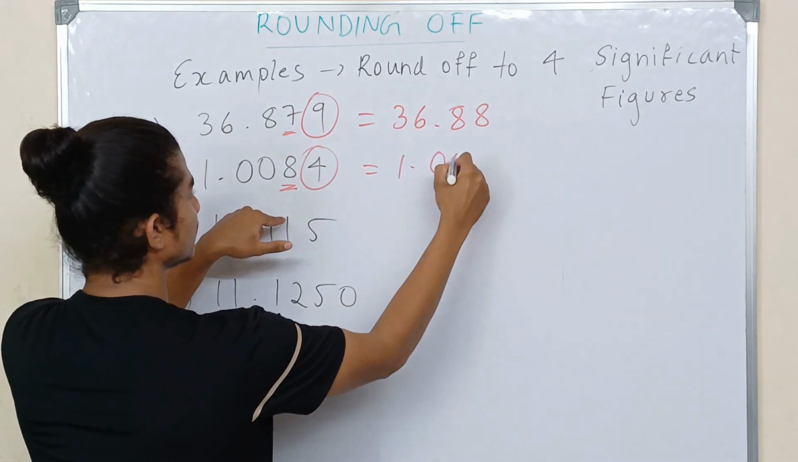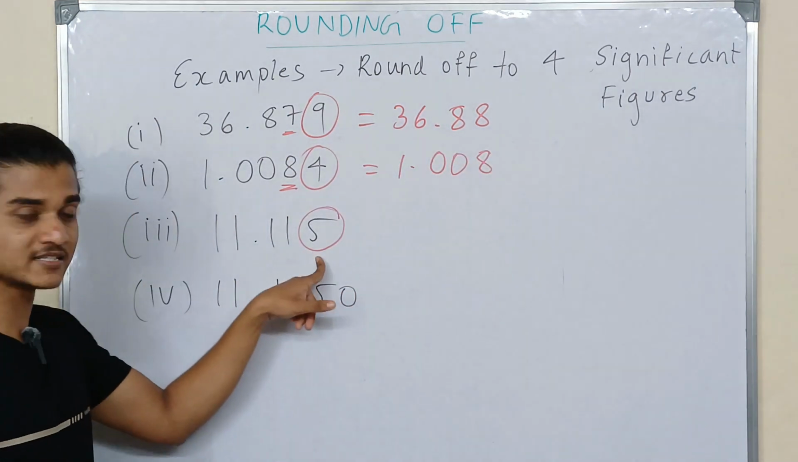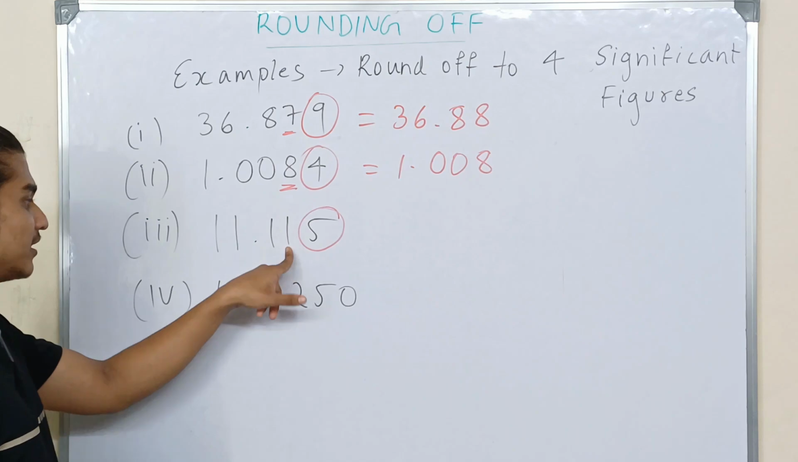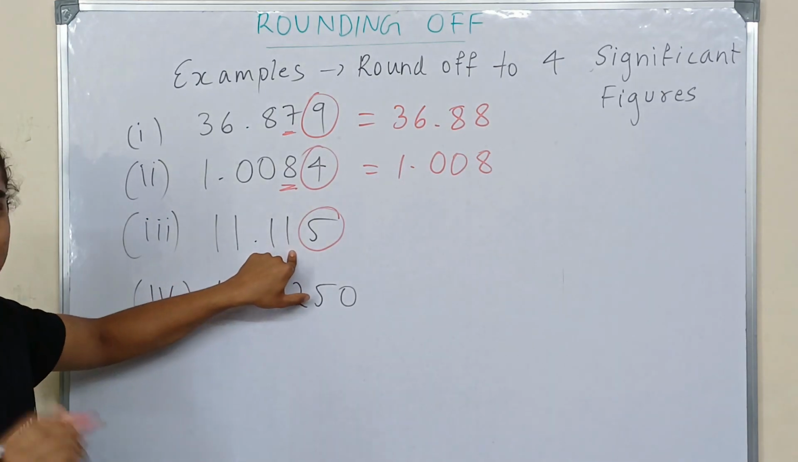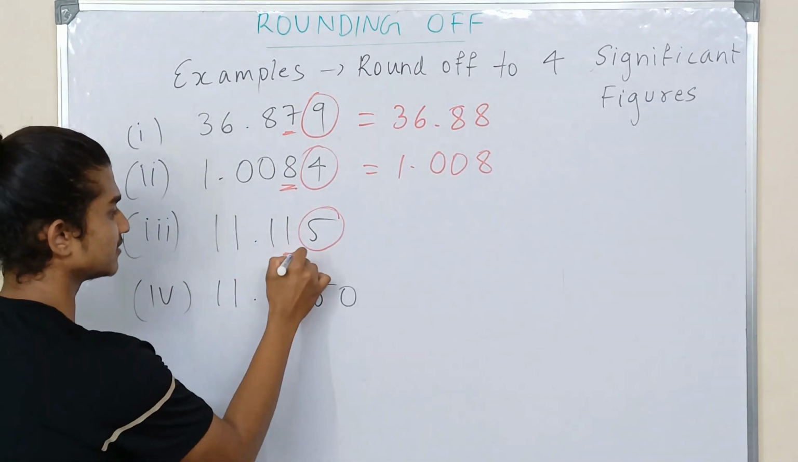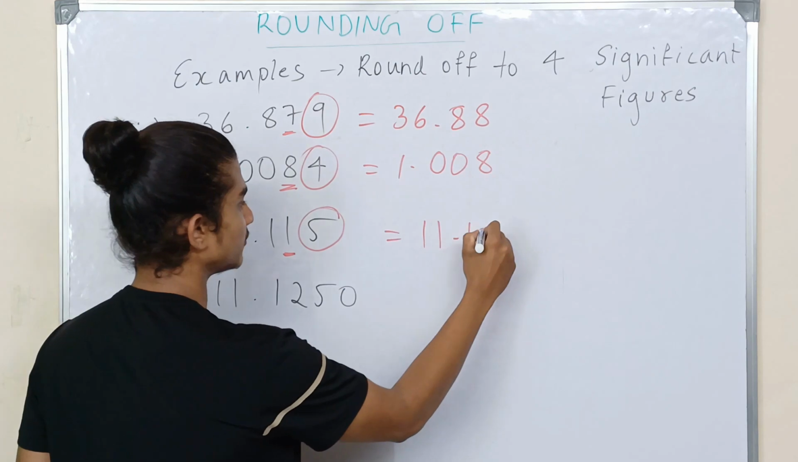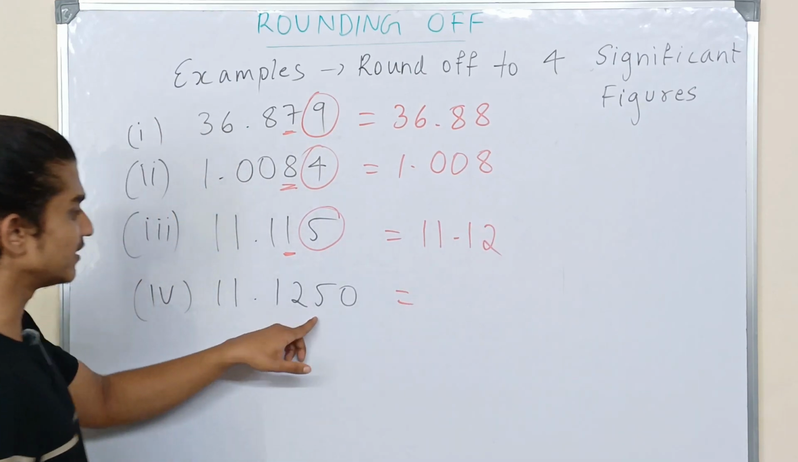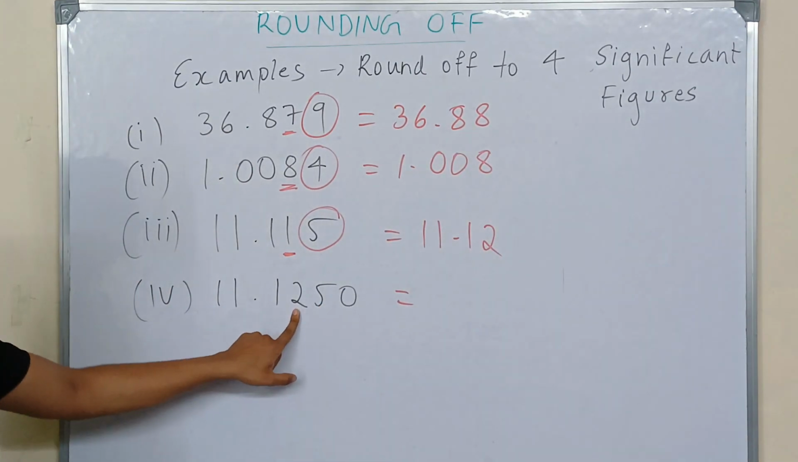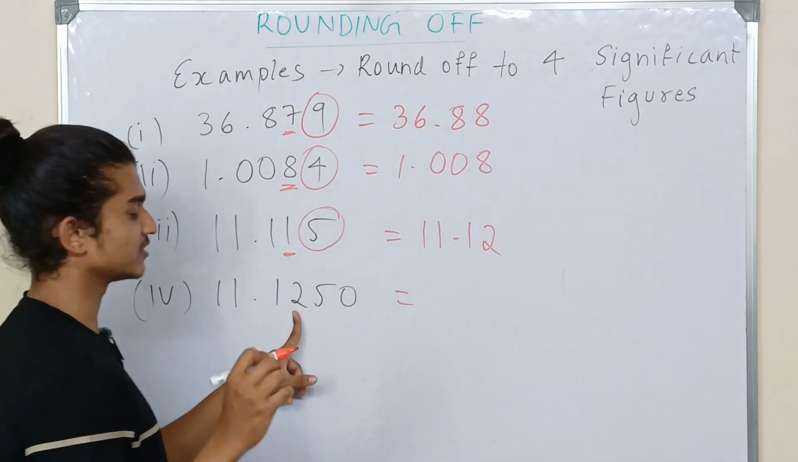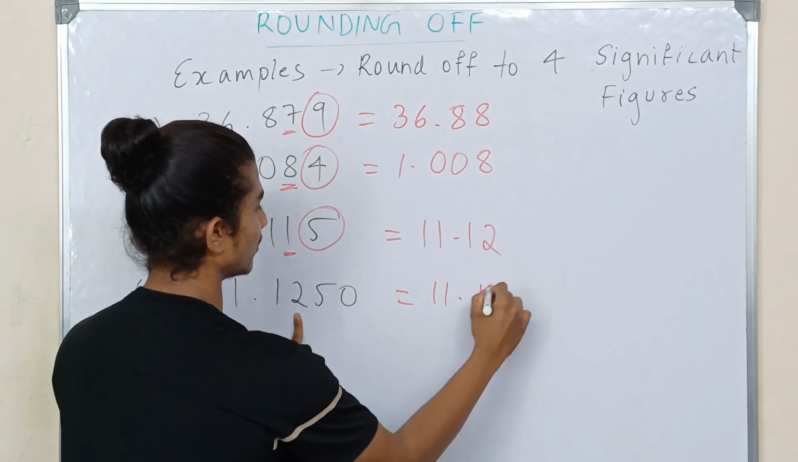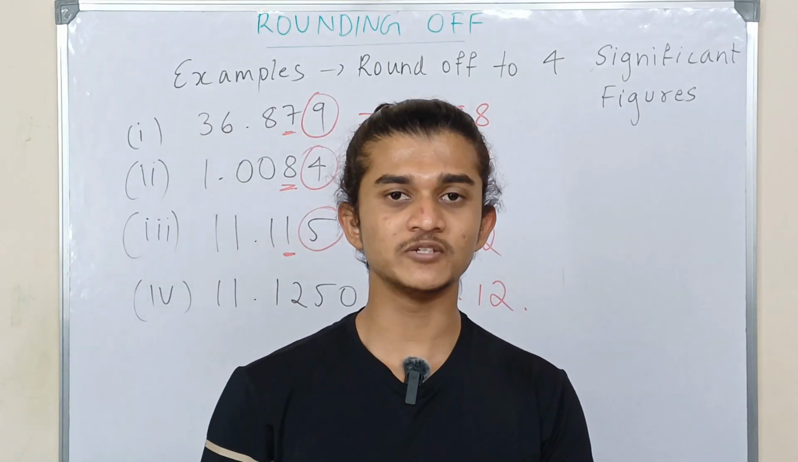So 1.008. So as you can see in this example, the number is 5, but the preceding number is odd, so you have to increase it by 1. So that's why I'm going to increase this by 1. So 1.12. Whereas in this case, you have 5, but the preceding number is even, so I'm going to leave it unchanged. So 1.12. So these were all the rules involved in rounding off.